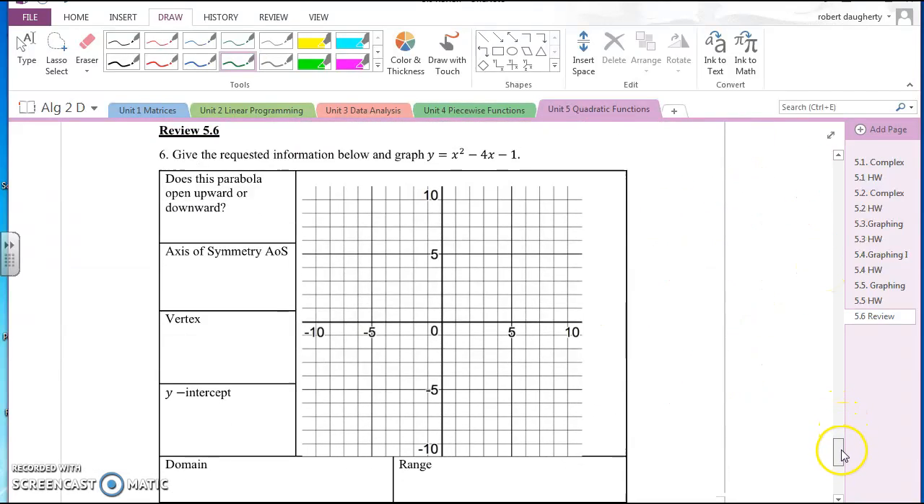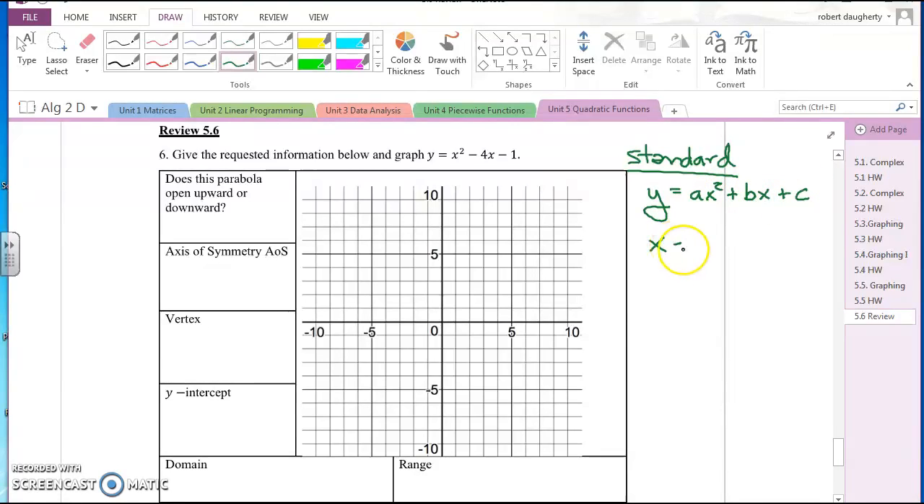Okay, continuing our review, here's the last page. So now I'm asked to graph a different parabola. This one is in standard form, okay? So remember there were three forms: vertex, intercept, and standard. Standard form is y equals ax squared plus bx plus c.